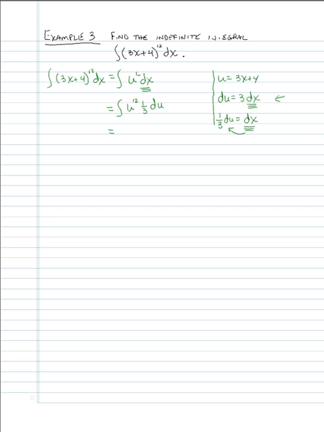Now I'm going to do a couple more steps. I'm going to rearrange this so I have that constant factor of 1/3 in front.